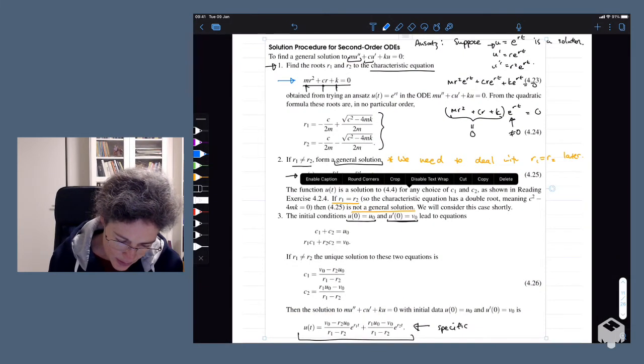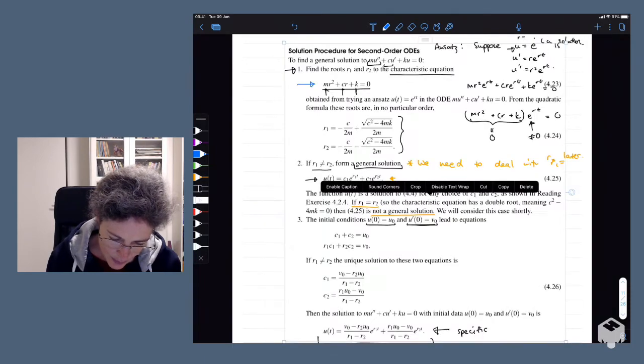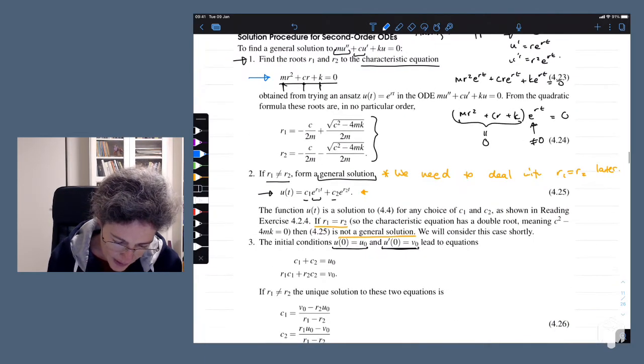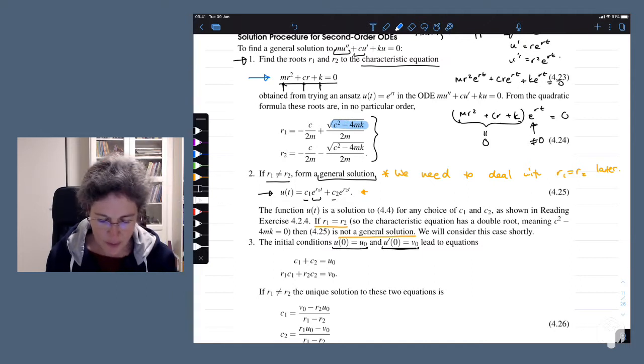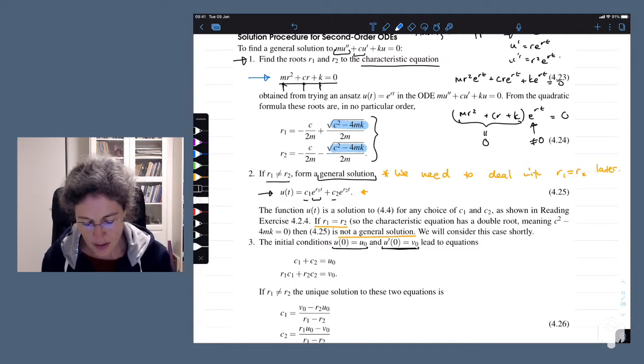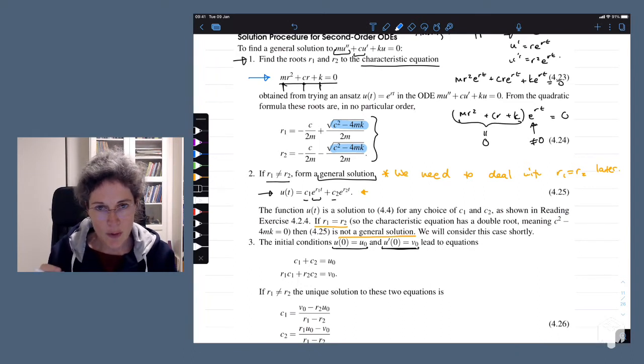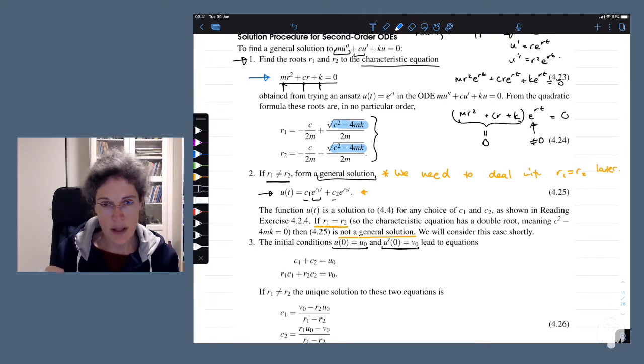Well, you'll notice that we have in our roots, we have c squared minus 4mk in both of our roots. And that probably is immediately, hopefully, flashing some warning lights, in that what we get out of that root is going to depend on whether c squared is bigger or smaller than 4mk.